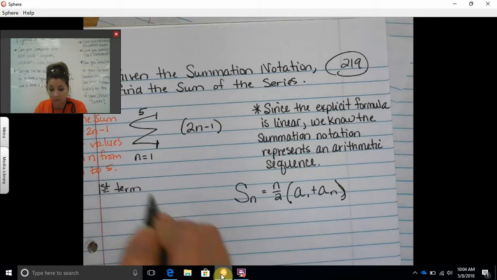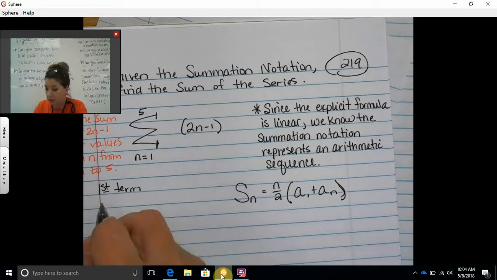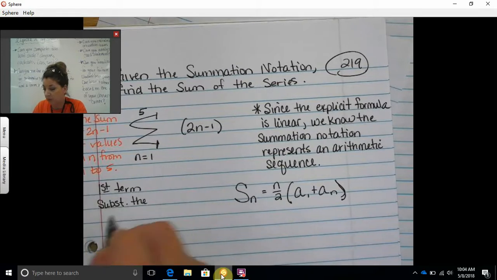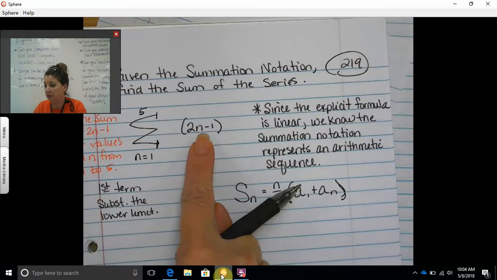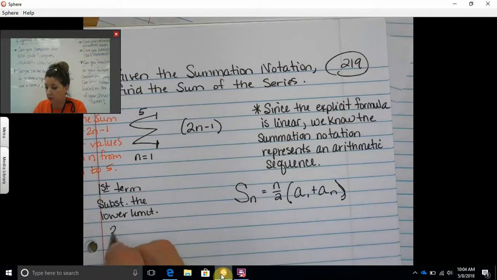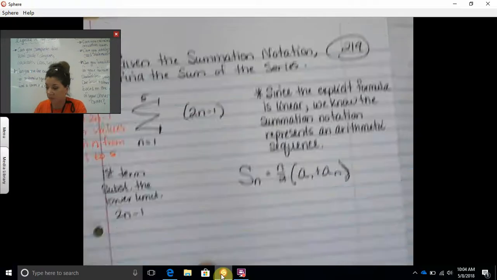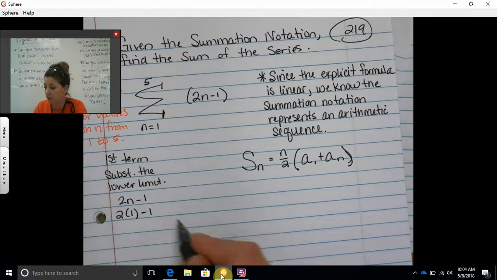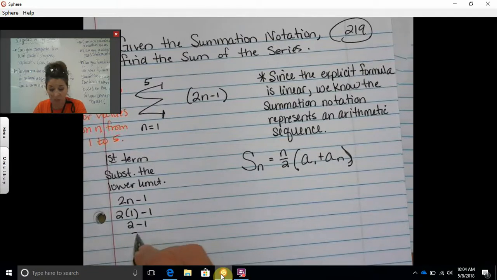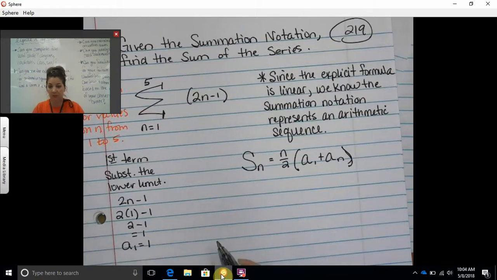First term, we're going to substitute in the lower limit into right here, 2n minus 1. That's all we have to do. So into 2n minus 1, that will be 2 times 1 minus 1, which is 2 minus 1, which is 1, as you said. So a sub 1 is 1. That's my first term.